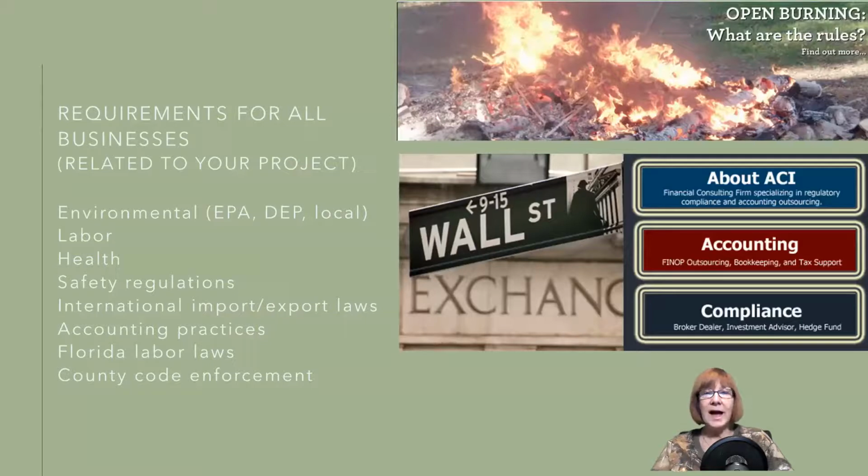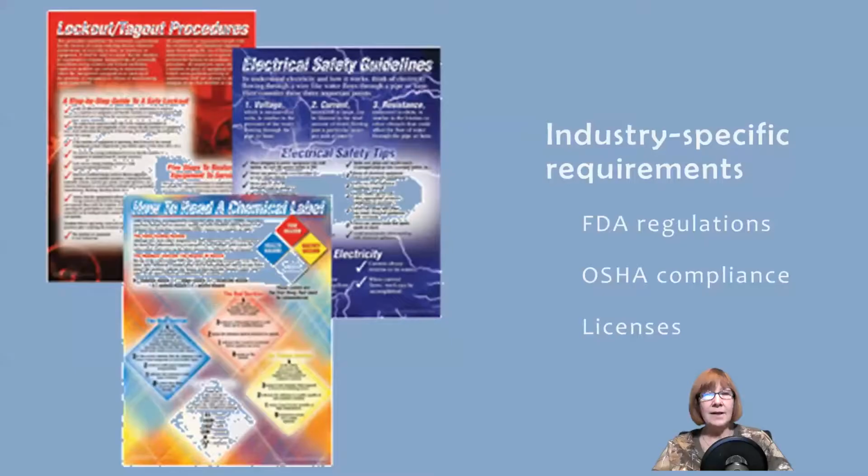First thing you want to take a look at is what are requirements for all businesses, which might be environmental requirements, labor, health, safety, if they're importing or exporting, accounting practices, labor laws, and county code enforcement. Remember, what you're primarily looking at is what they still need to do or might need to do new as a result of your recommendations, and to also let them know when things are actually going to be easier. And so these are some of the areas that you might take a look at.